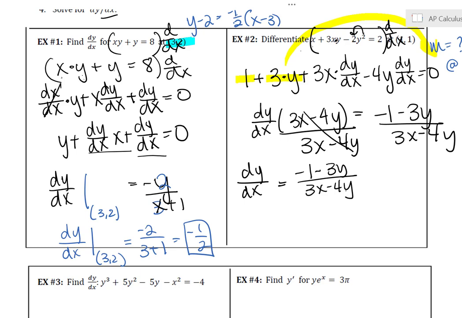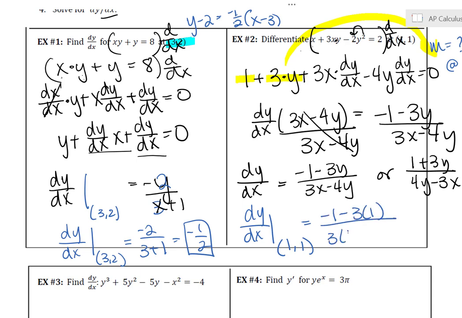Now, we can do some things here to get rid of some of these negatives. You could also say that that's going to be 1 plus 3y over 4y minus 3x, and that is an equivalent term. That might be easier to plug in for you, but if not, it's totally fine. So now let's just evaluate this. Let's evaluate dy over dx at the ordered pair 1, 1. So that's going to be 1 minus 3 times 1 over 3 times 1 minus 4 times 1, which should just give us positive 4. So the slope at that point is going to be positive 4.